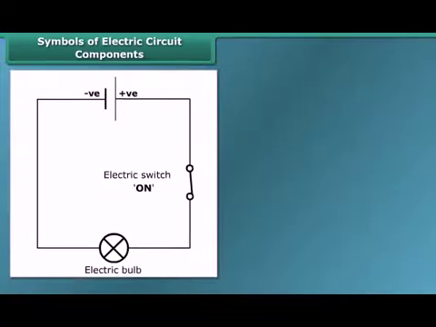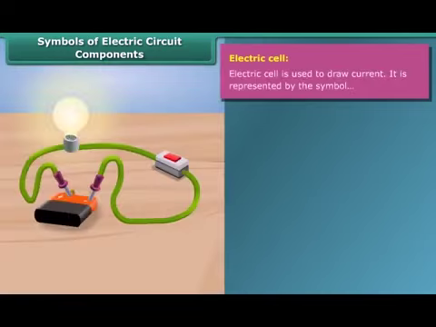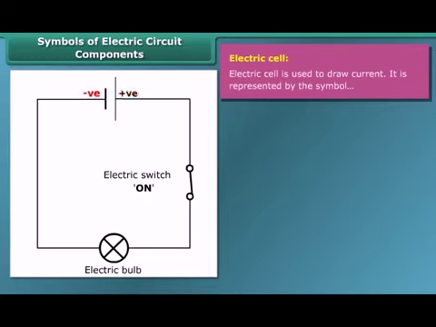Symbols of electric circuit components. Electric cell is a simple device which is used to generate electricity. Electricity is produced by chemical reactions. It has a positive terminal and a negative terminal. In the symbol of the electric cell, the longer line represents the positive terminal and the thicker, shorter line represents the negative terminal.